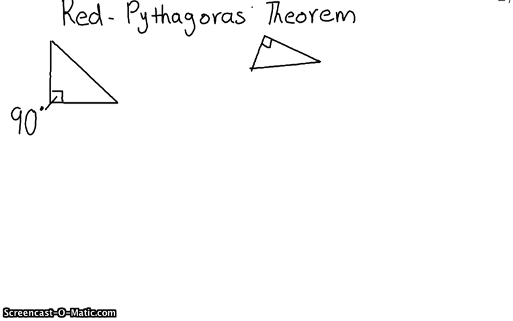Now, there's a few terms that I want you to become familiar with. One term is called the hypotenuse. And the hypotenuse is the longest side in any right-angled triangle.